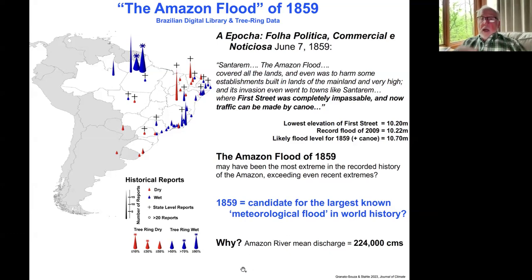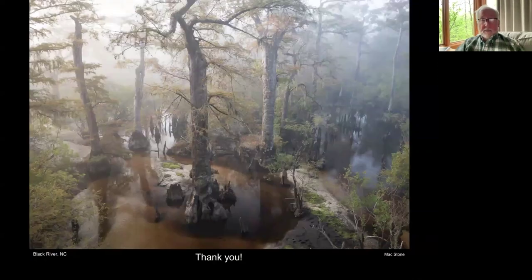It doesn't mean that we aren't in an era of amplified hydroclimatic change in the Amazon. We certainly are, but it does mean that there have been extremes in the past, for sure, that exceed anything we see today. And so here's the last slide I promised to show you, looking down on the old trees at Black River, North Carolina.